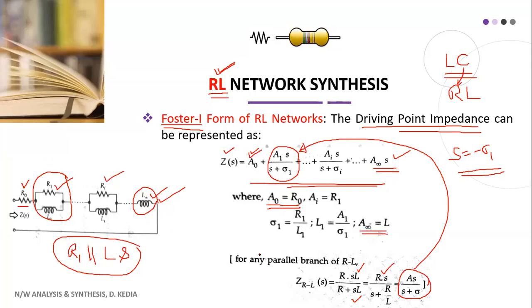For intermediate elements, if you compare A1S by S plus sigma 1 with this one, what is A1? A1 is nothing but R1. And what is sigma 1? Sigma 1 is R1 by L1. So sigma 1 is R1 by L1, and L1 is nothing but A1 by sigma 1. So this is how we can represent our circuit components in the Foster 1 form of RL network.